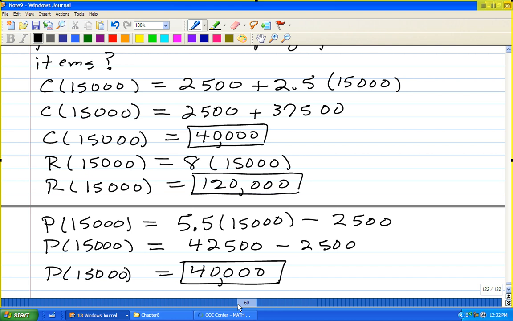So to figure out the cost at 15,000, I know that the cost is just 2,500 plus 2.5 times how many items you produce, which is 15,000. So you plug that in, you get 40,000.